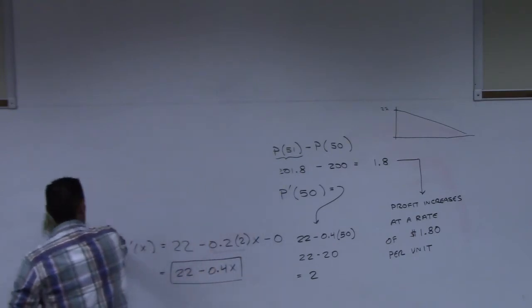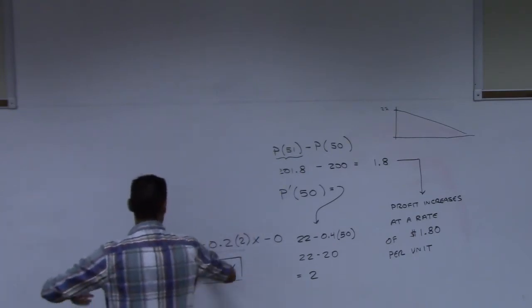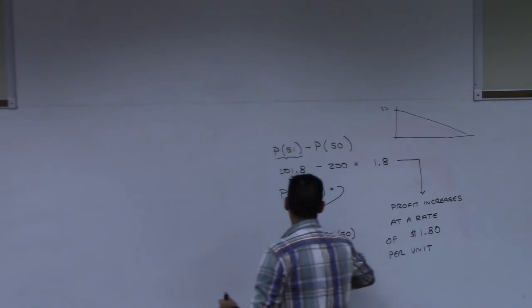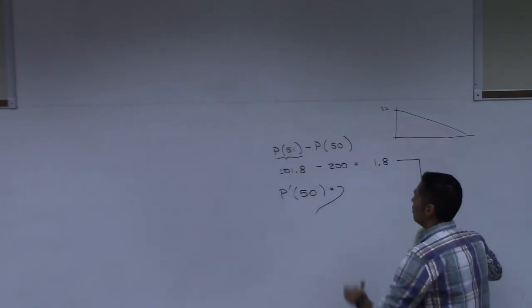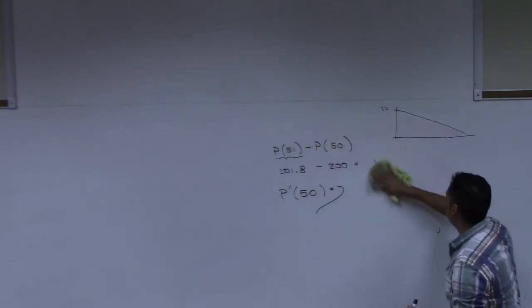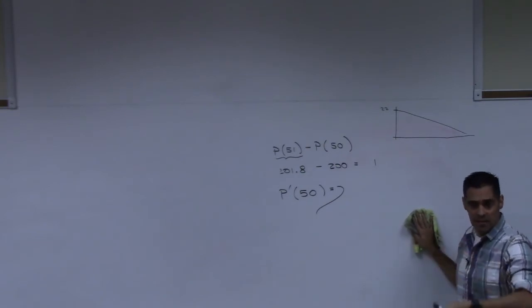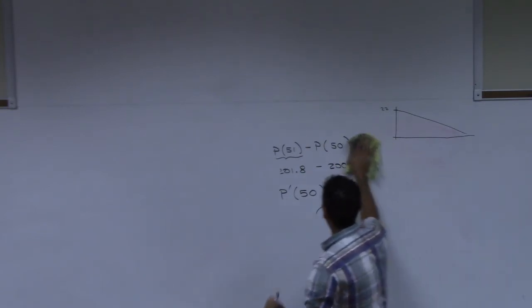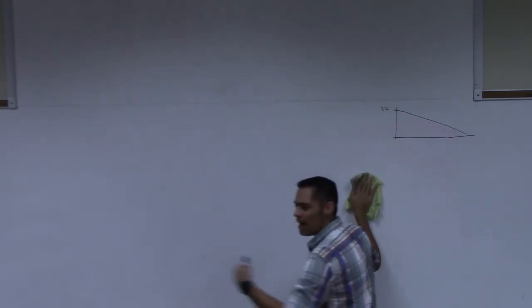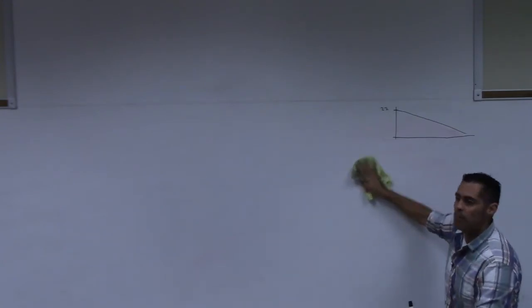All right, so if somebody gives you a cost function, a profit function, or a revenue function, and they ask you for the exact rate of change, you're going to do that computation. If they ask you for the marginal, you're going to take a derivative and plug in, right? Just be careful, you have to go back one number when you do the derivative.